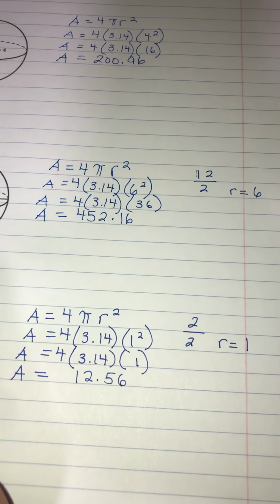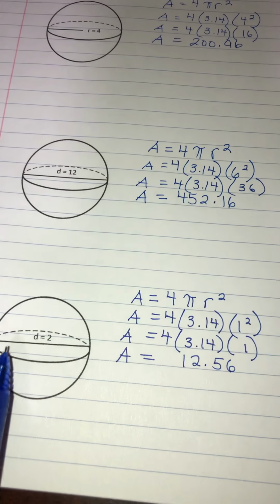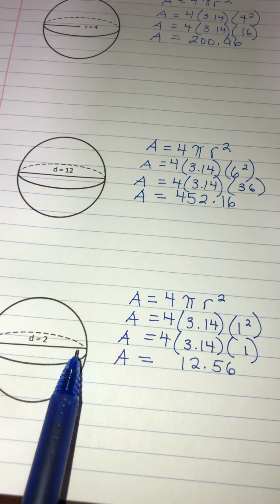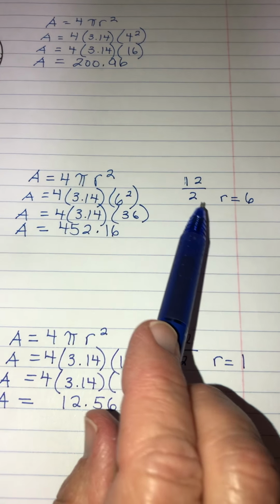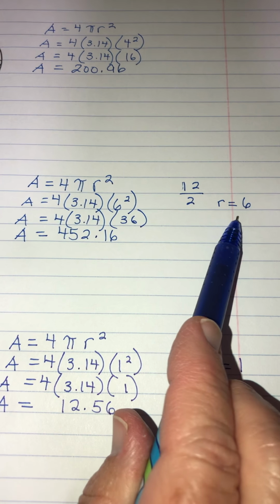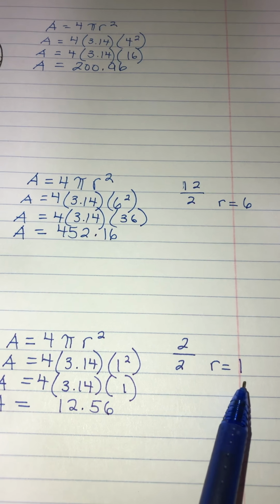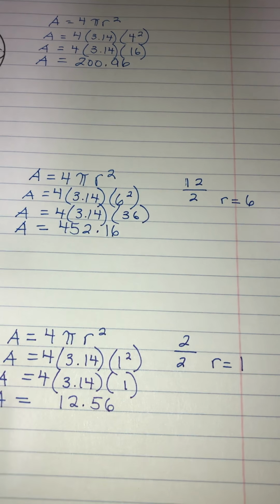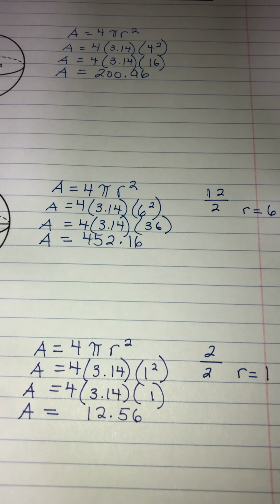Let's recap for just a minute on the last two problems. We had a diameter of 12, and on the bottom one we had a diameter of 2. That's why we came over to the right side of our paper and divided 12 by 2 to get a radius of 6, and 2 divided by 2 to get a radius of 1. And really, that's all there is to it to find the surface area of a sphere.